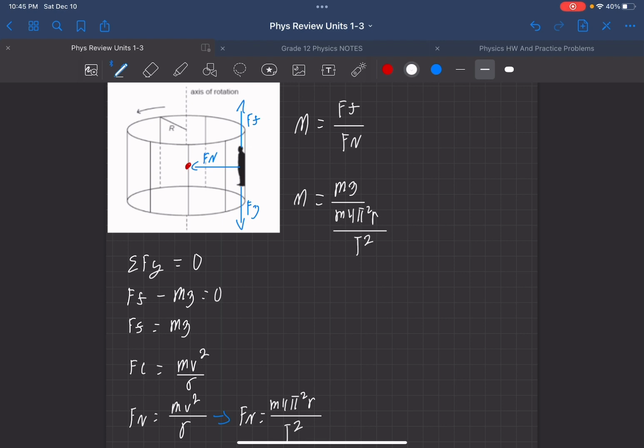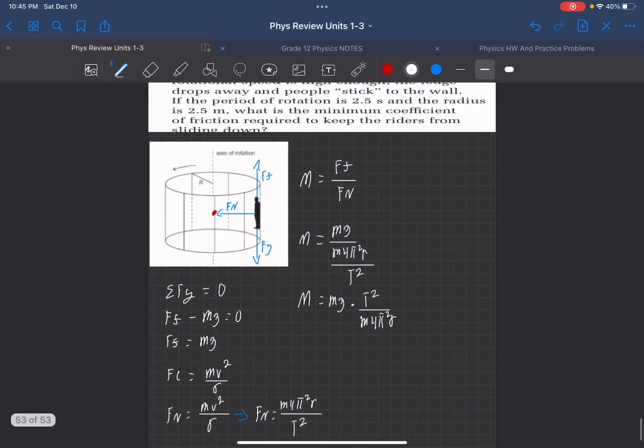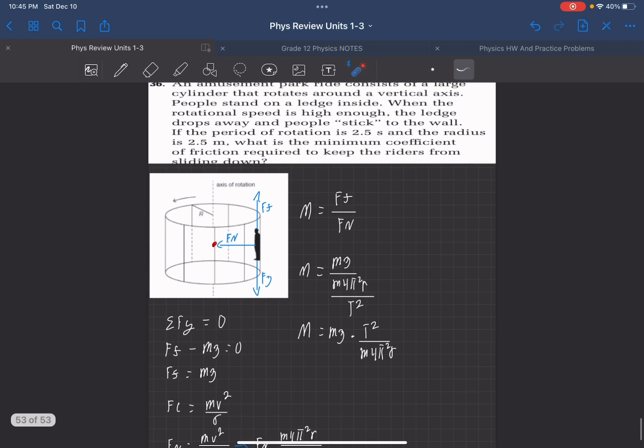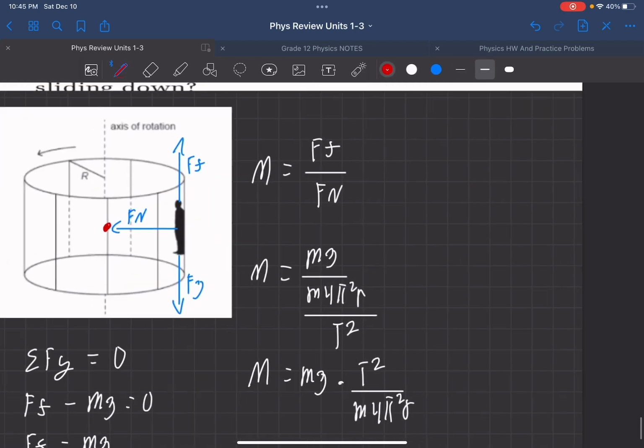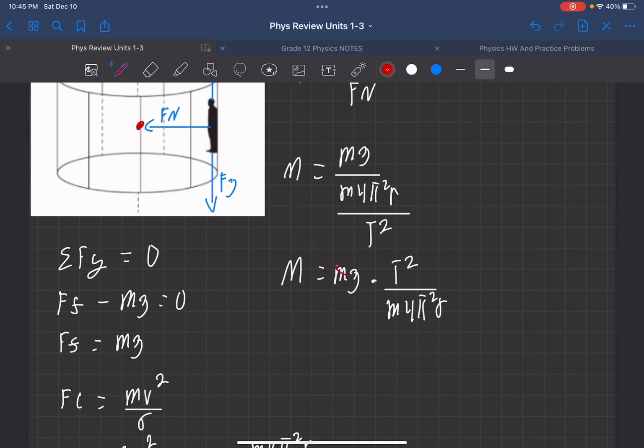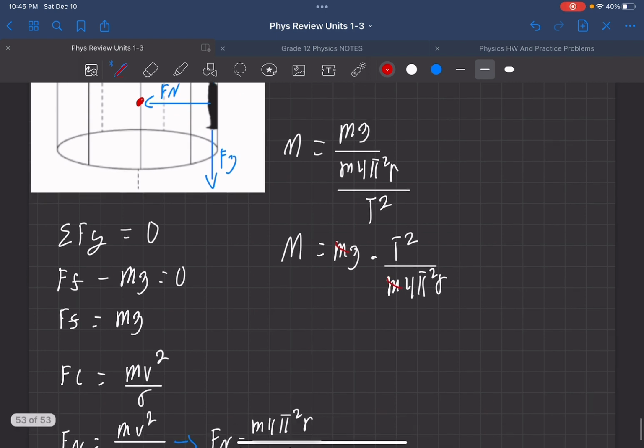We can multiply this by the reciprocal, so we can say mu is equal to mg times T squared over m 4 pi squared r. And you notice we come across a problem, right? We don't have the mass. So how are we going to solve for this? Well, we can just cancel out these masses, right?